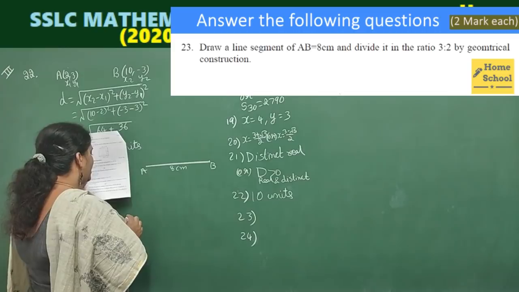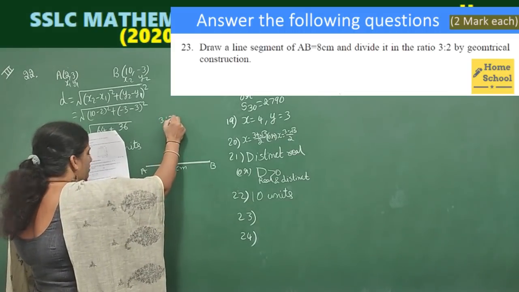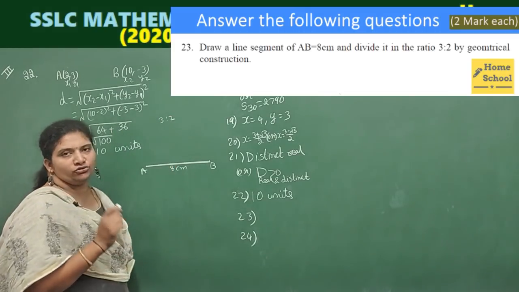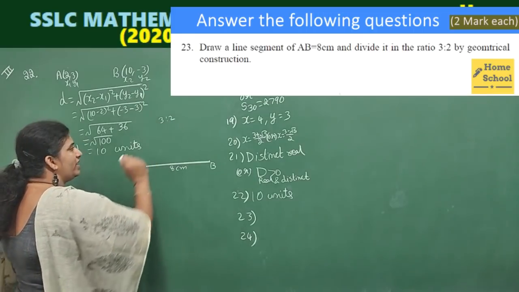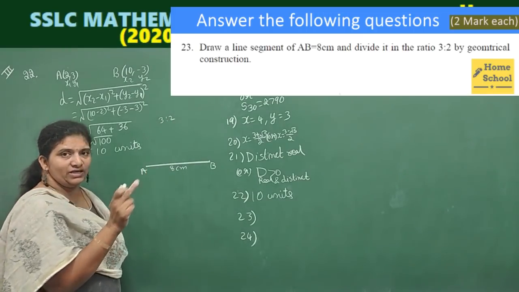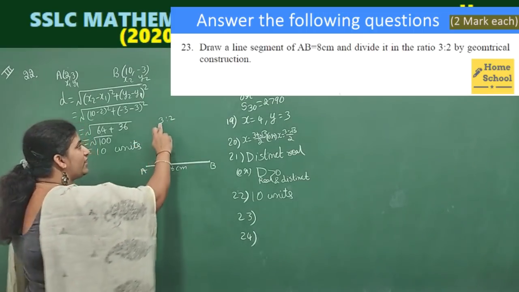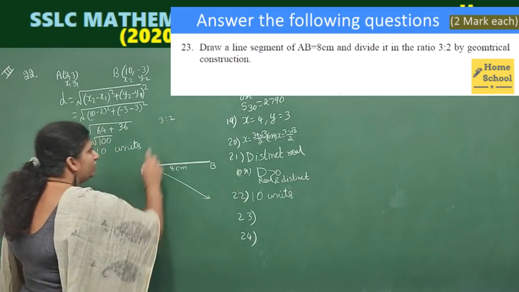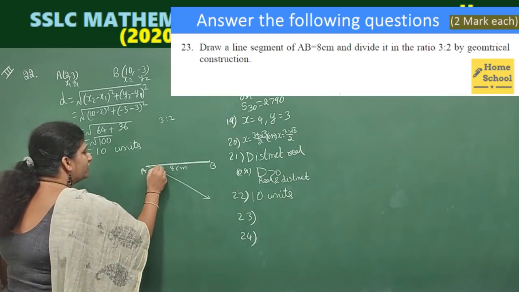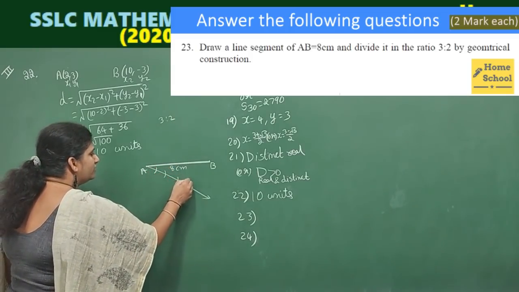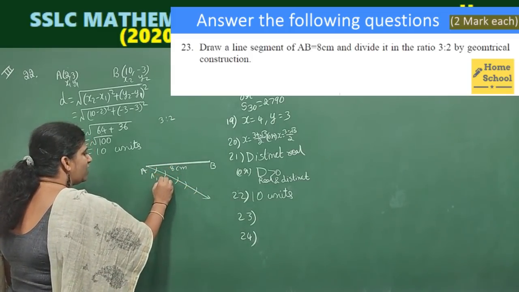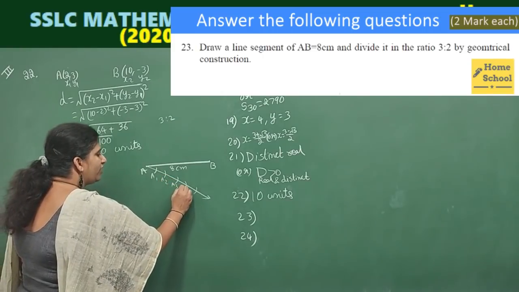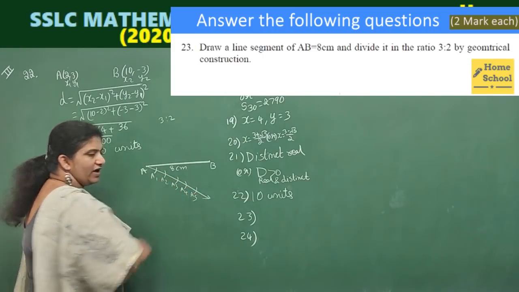And divide it in the ratio 3:2. 3:2 ratio we need to do this. 3:2 means add these two. For a line you need to add the ratio. 3 plus 2 will be 5. Draw a ray which is acute. 3 plus 2 how much? 5. Draw 5 arcs and mark it as A1, A2, A3, A4, A5.